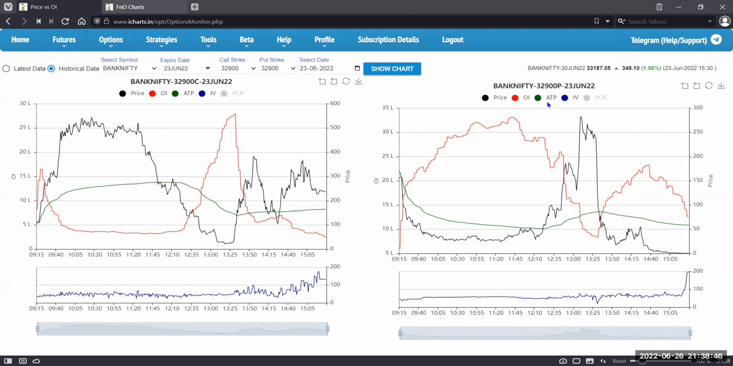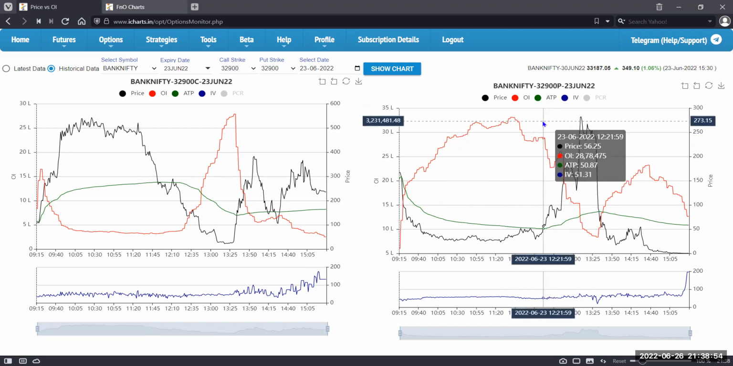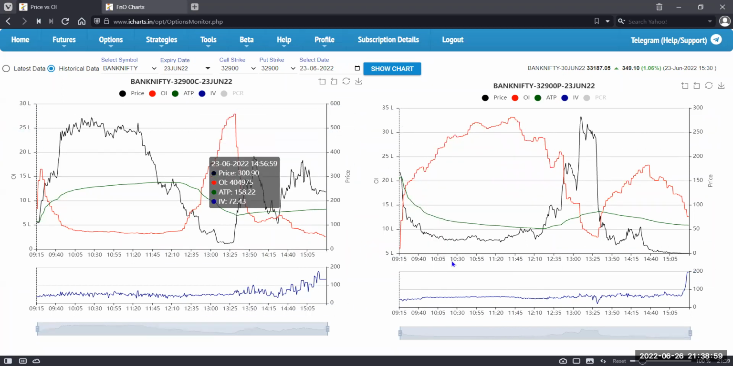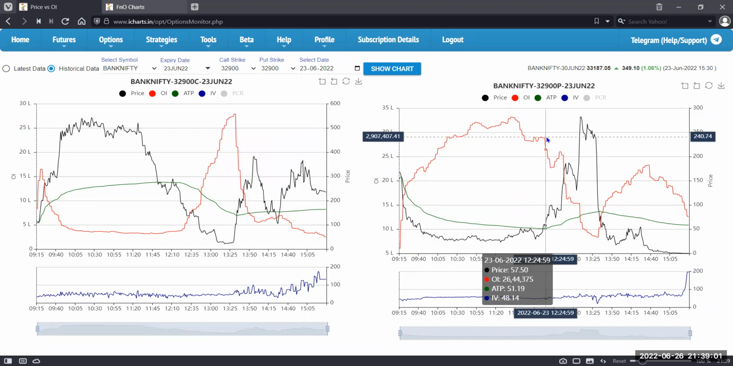ATP is VWAP. ATP is a very old tool, and we have kept this ATP because in the data feed, the VWAP comes in as ATP. They call it ATP. So we have kept it ATP. We'll next update this tool and change it to VWAP. So it is basically VWAP.